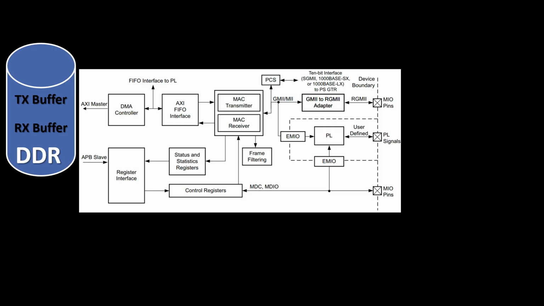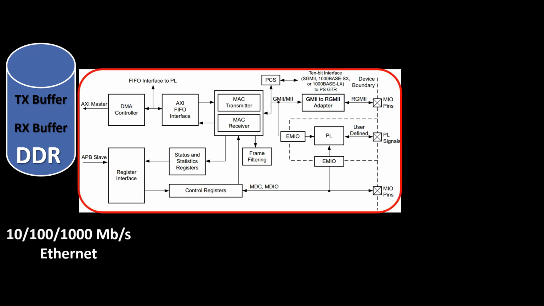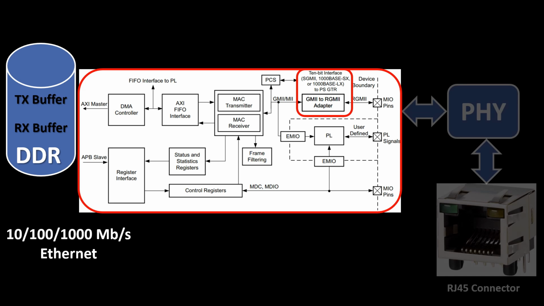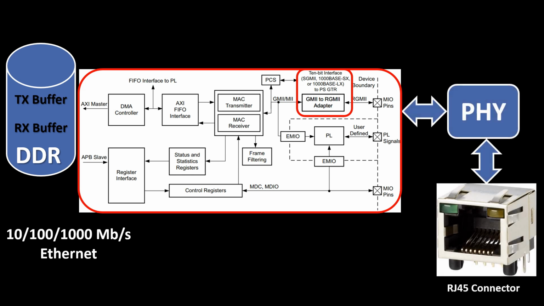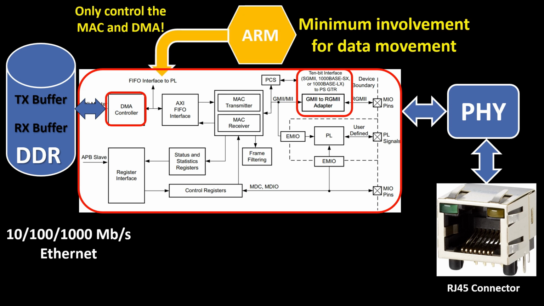The PS-side Gigabit Ethernet MAC implements 10, 100, and 1000 megabits per second Ethernet. The interface of these controllers supports flexible connectivity options through RGMII and GMII interfaces for external PHY connections, allowing seamless integration with various network architectures. One of the most significant advantages of this implementation is its sophisticated DMA engine with scatter-gather support, which efficiently handles data transfers while minimizing CPU overhead.